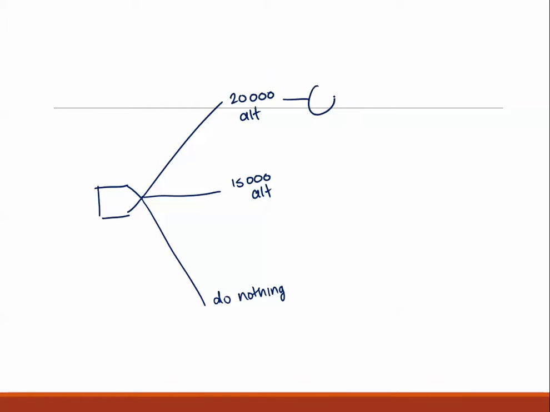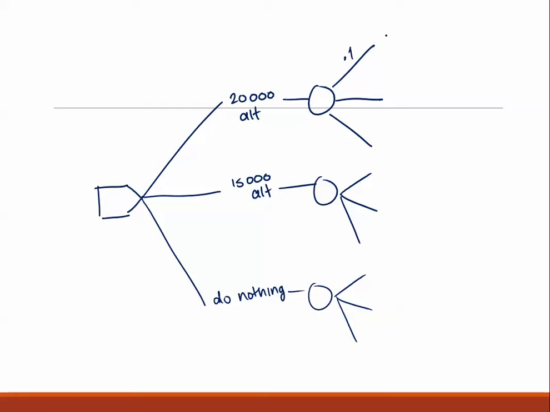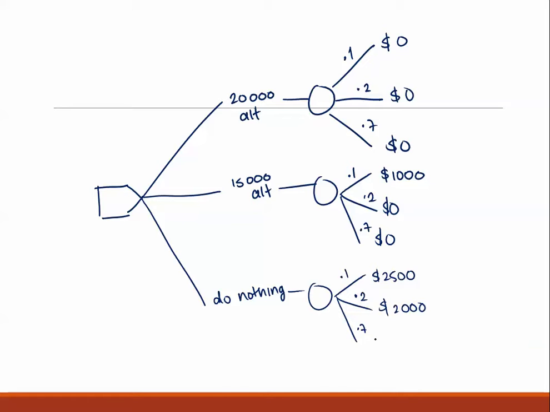Okay, so now from here stem our chances. Each one of these will have 3 chances, which are the same ones. There's a 0.1 chance this will cost nothing, because in this particular example with the $20,000, we said that there would be no damage ever again. But in this one, there's a 10% chance we'll withstand $1,000 worth of damage, and a 20% chance of minor damage, which we're covered against, and a 70% chance that there'll be no flooding whatsoever. And for the third one, where we don't invest, there is a 10% chance of $25,000 worth of damage, a 0.2 chance of $10,000 worth of damage, and a 70% chance of no damage.